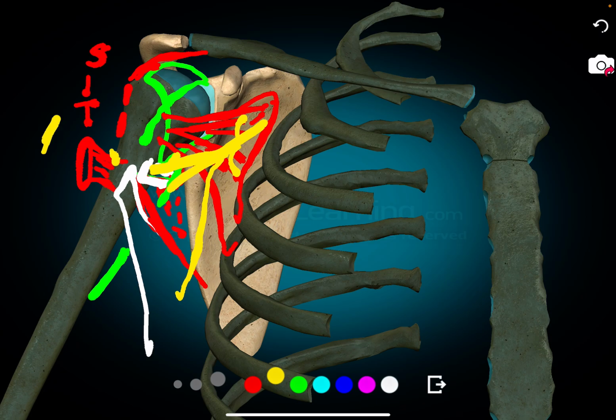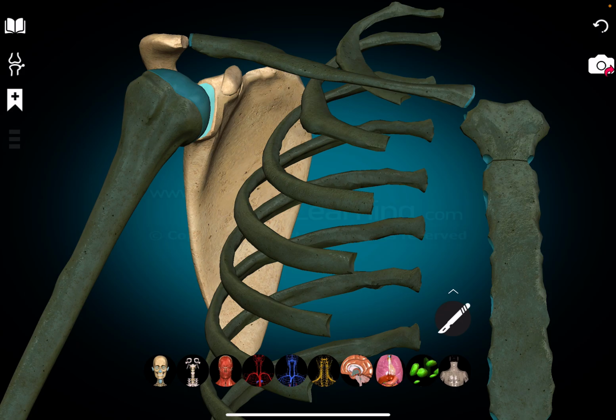The posterior cord continues as the radial nerve, passes through the lateral triangular space, lies in the groove on the posterior surface of the humerus, which is the radial groove, winds round the humerus, piercing the lateral intermuscular septum, and comes to lie between the brachioradialis and the brachialis muscle. So that's the course of the radial nerve. Now I'll try to stop here.